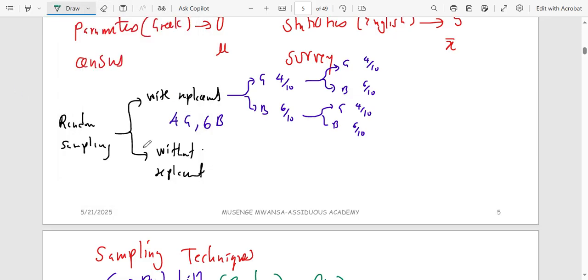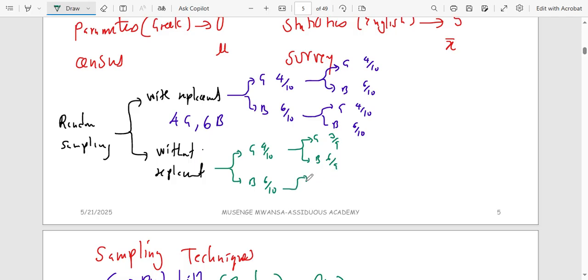But if there was no replacement, what is going to happen is that in the first pick, if you pick something that is green, it will be 4 out of 10. If it is blue, it's 6 out of 10. But remember, you've not replaced the ball. So for the one on top, we picked something that is green. If we pick a second green ball, the green balls are no longer 4, they are now 3. The total has now reduced, it's now 9 because we removed one. But the blue ones are still 6. The only thing that has changed is the total, which is now 9.